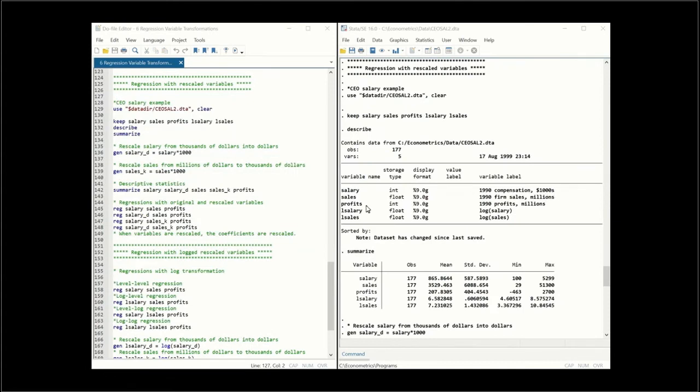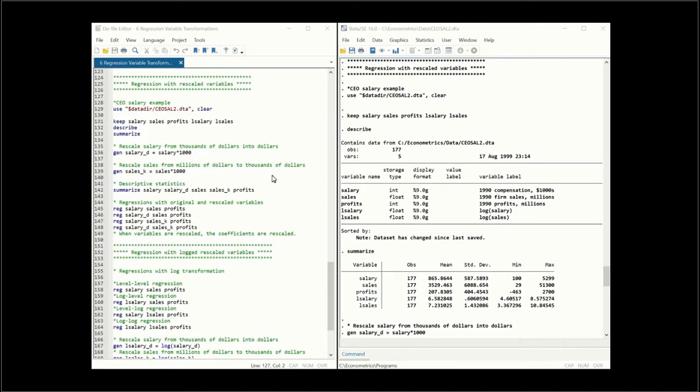So now let's talk about regression with rescaled variables. Here we would be using the CEO salary example, using this data file. I would use the data and then keep salary, sales, profits, and then log of salary and log of sales. I will describe and summarize the data.